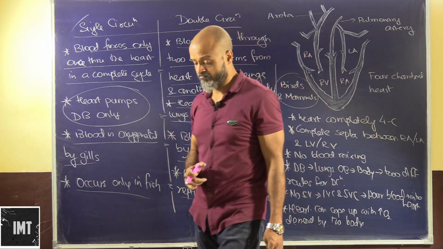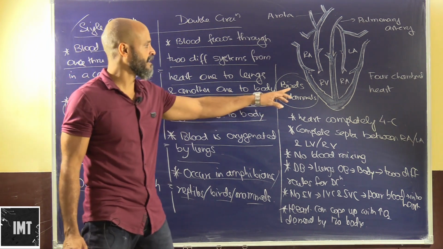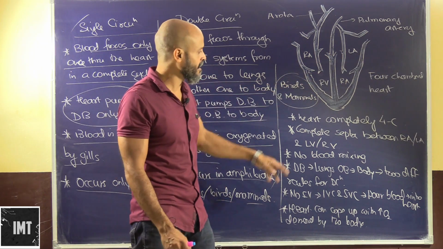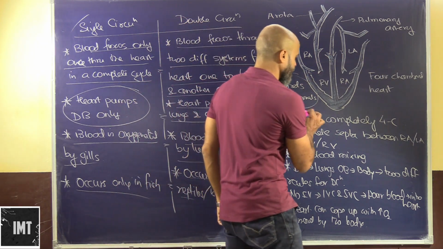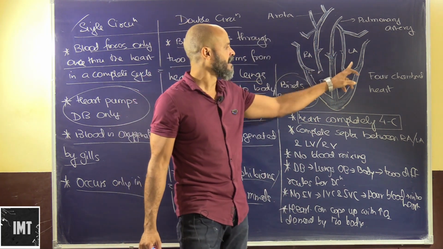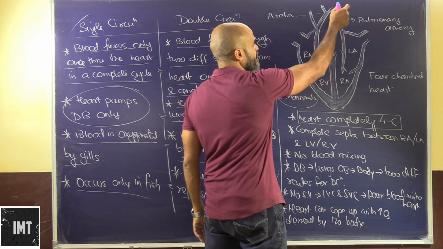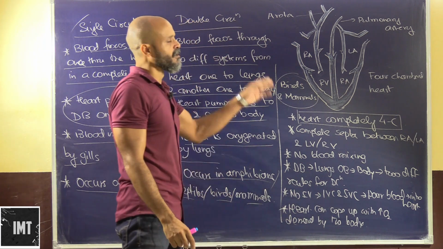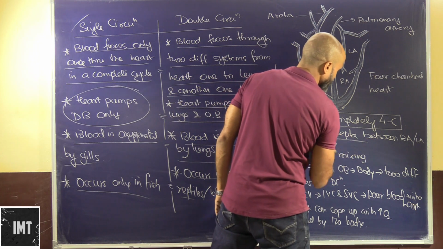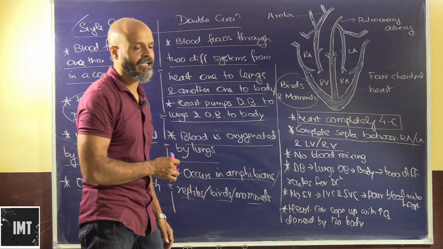In amphibians it was basically 3 chambered, and in reptiles it was 3.5 chambered. But now there is a proper 4 chambered heart. So the heart is now completely 4 chambered. It will have a right auricle, right ventricle, left auricle and left ventricle. So this is basically the pulmonary artery, which will carry the blood to the lungs for oxygenation. There is a complete septum between right auricle and left auricle, and left ventricle and right ventricle.